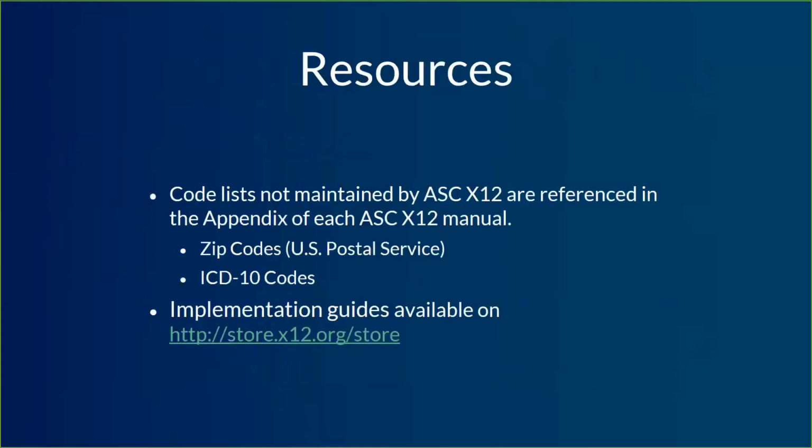There's a couple other code list resources you might need at some point or another, and a lot of them, if possible, are going to be in the implementation guides themselves. So like place of service, they not only list where it goes, but they say here are the different possible place of service code types. There are some code lists, though, that are not maintained by X12. They are maintained and managed by other organizations, like zip codes and ICD-10 codes. And those are just going to be referenced in the appendix of each manual. So they'll say, to get these codes, go out here.